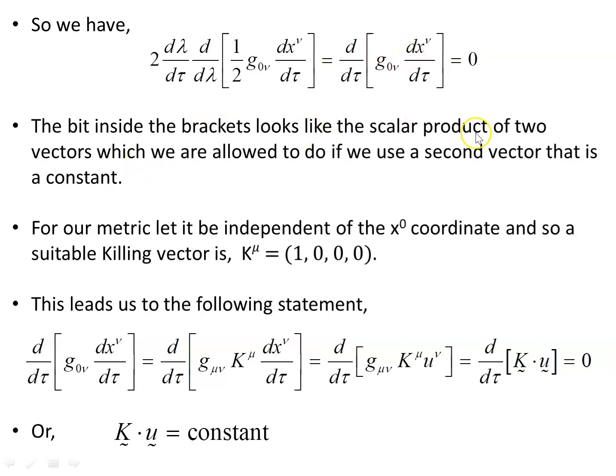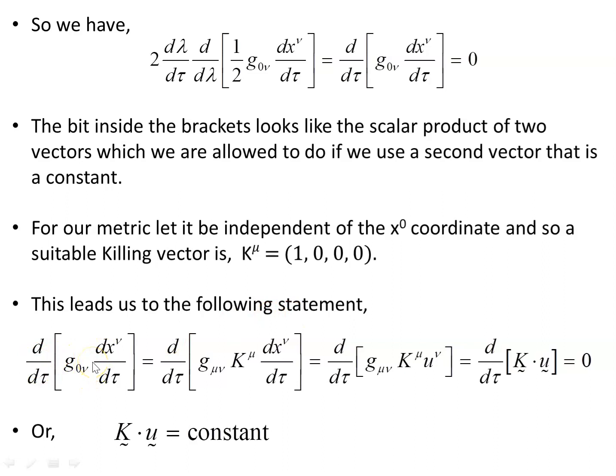Looks like we're missing something in order to carry out this contraction. So the bit inside the brackets looks like the scalar product of 2 vectors, which we're allowed to do if we use a second vector that is a constant. So we can stick a constant in here, because that doesn't affect the end result of this being equal to 0, because the derivative here will still give us 0. All right. So for our metric, let it be independent of the x0 coordinate, and so a suitable Killing vector is k mu is 1, 0, 0, 0. So a 1 in the 0 component. That gives us a constant vector. There's no variable there.